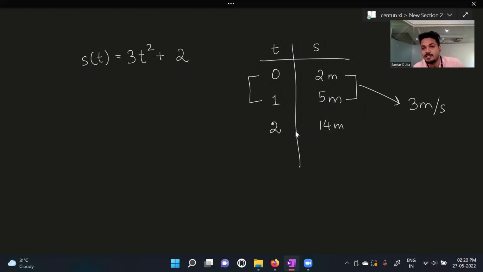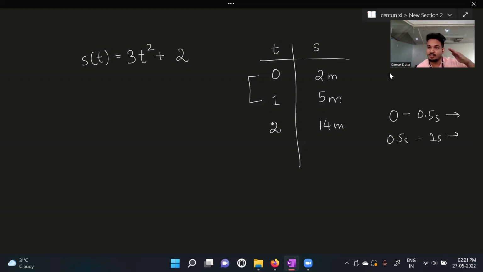But you understand that this is not going to be accurate. If you take an interval between 0 to 0.5 seconds and 0.5 seconds to 1 second, these will not be 3 meters per second. The velocity will actually be different within 0 to 1 second only. So to increase the accuracy of our measurement, we need to take the time interval as an infinitesimally small time interval. For that, we need to take what? Differentiation.